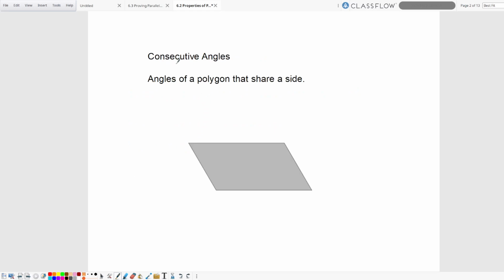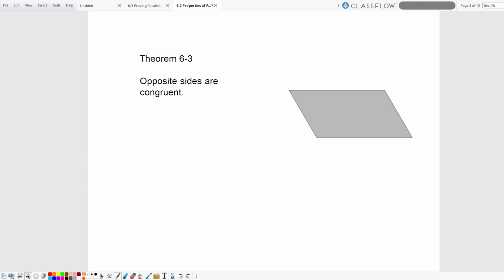We have what are known as consecutive angles. Consecutive angles are angles that are right next to each other. So we have this angle would be consecutive to this angle, but this angle would also be consecutive to this. So consecutive angles, consecutive means one after the other. So we have angles that are directly next to each other. And the reason that we're defining this terminology is that in parallelograms, these have special properties.